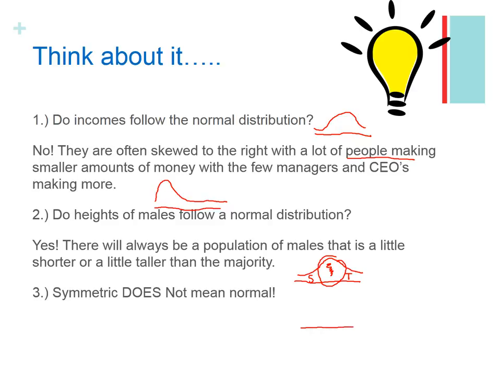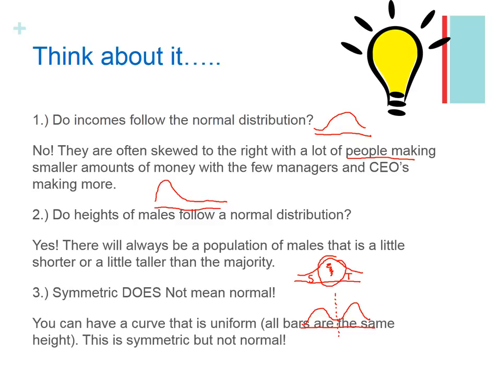All right, just remember that symmetric does not mean normal. You can have a curve that is symmetric but not normal. Take a look at a bimodal curve that is symmetric, but it is definitely not normal. It has to be unimodal and symmetric for it to be normal.